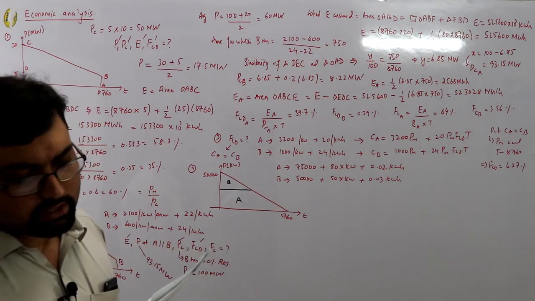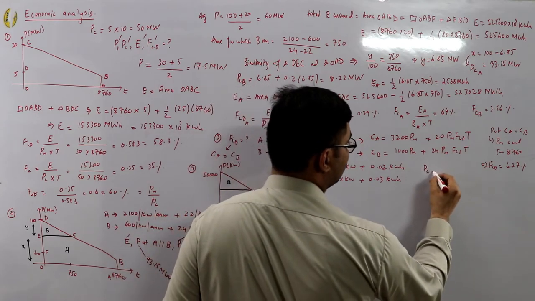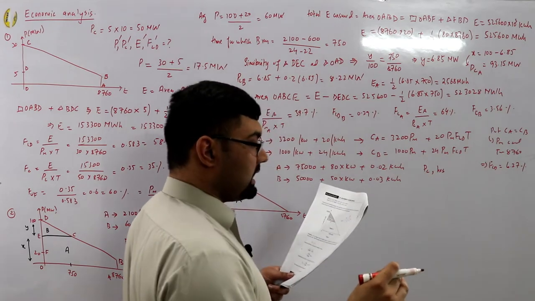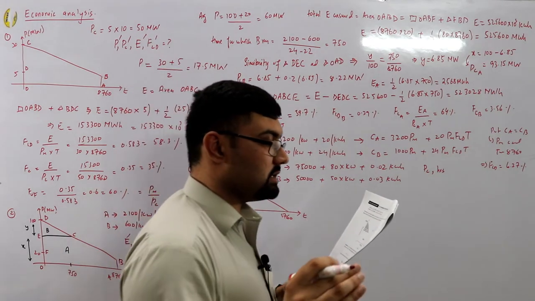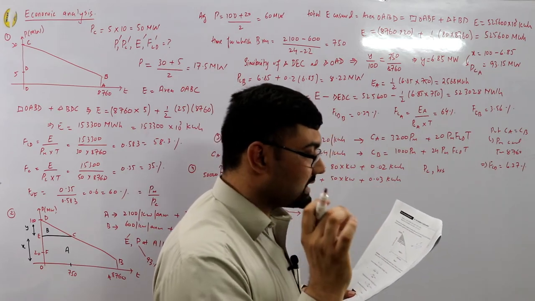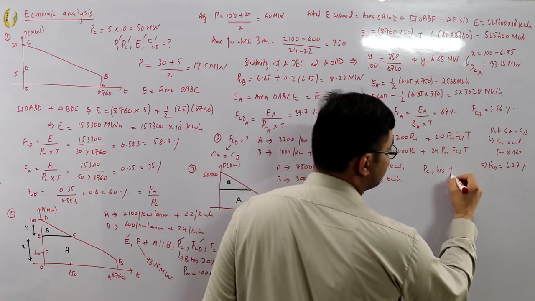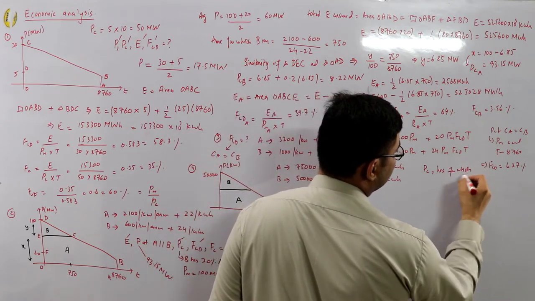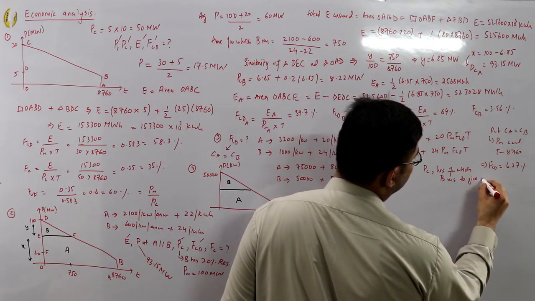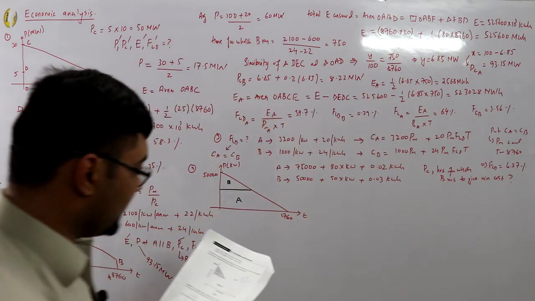Next, what do you have? Determine the installed capacity for each station, and the hours for which the peak load station B should run in parallel with station A to give the minimum cost per unit generated. So these are the two unknowns.